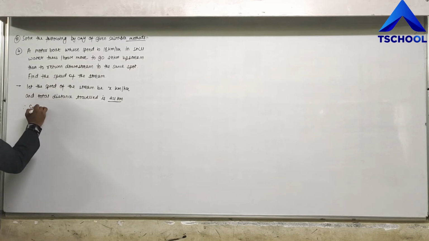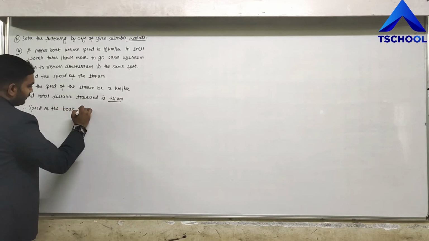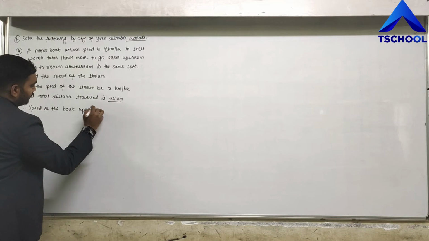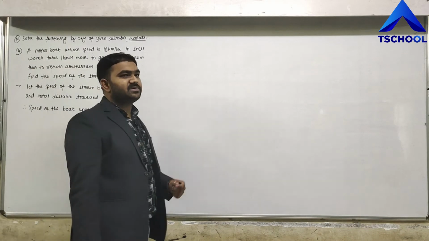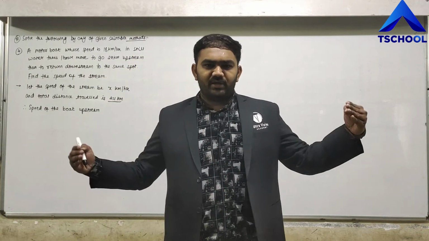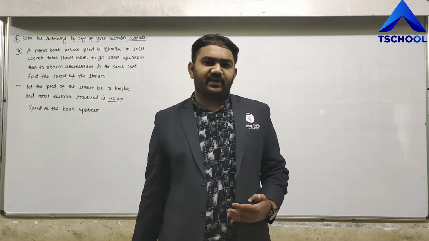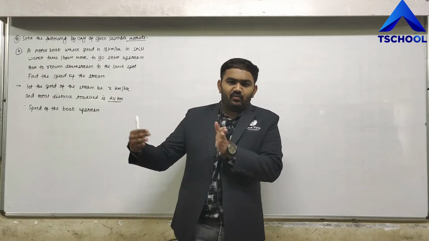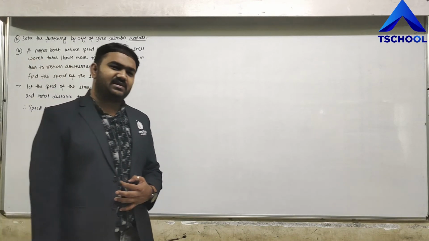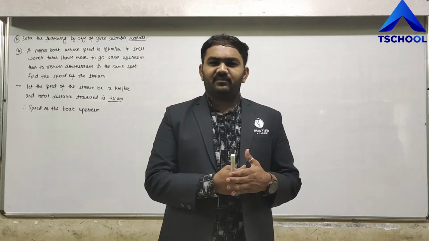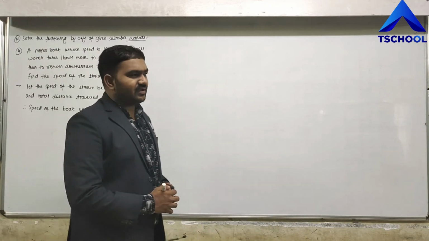Therefore, speed of the boat upstream, what will be speed of the boat upstream? Upstream, as we discussed in chapter number 3 also, upstream, that means the boat is going against the flow of the water. That means if the water is flowing like this, then the boat will go in the opposite direction. And downstream, that means the boat goes along with the flow of the water. That simply means that when the boat is traveling upstream, there will be a difference in speed, and when the boat is traveling downstream, there will be an addition in the speed, right?